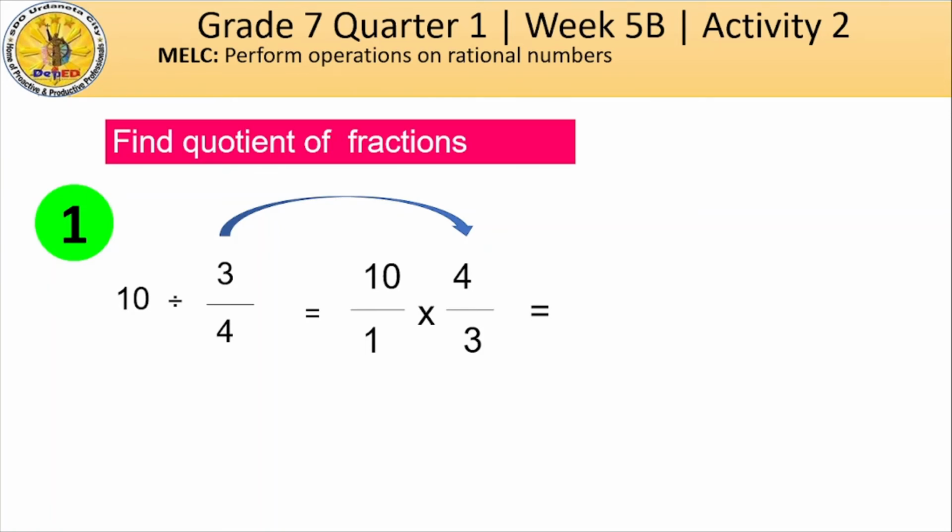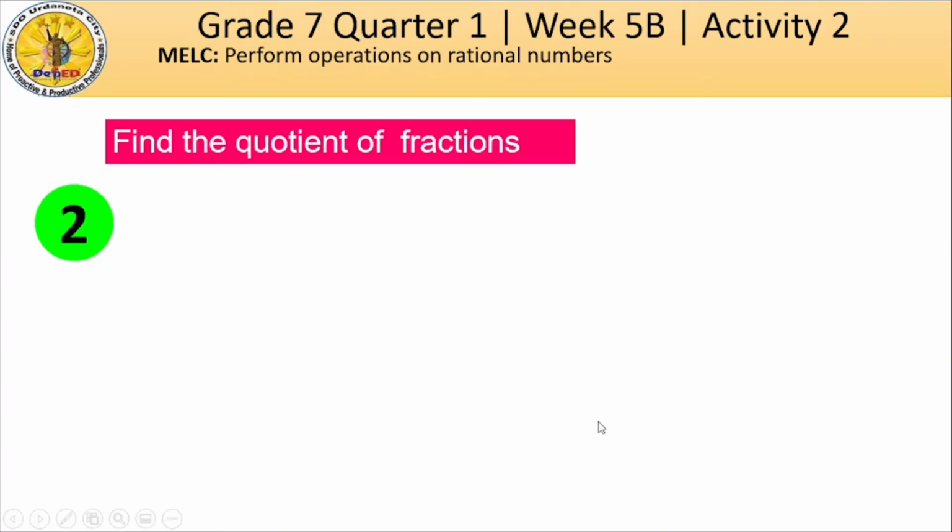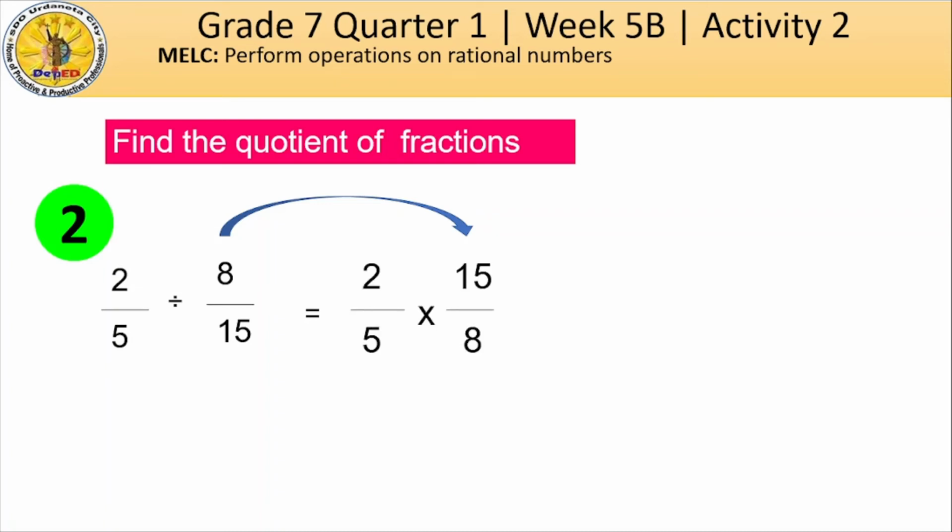And then, let us proceed to multiplication. 10 multiplied to 4 is equal to 40. And 1 multiplied to 3 is equal to 3. Therefore, 10 divided by 3/4 is equal to 40 over 3. Let us try example number 2. Let us find the quotient of 2/5 and 8 over 15. So again, let us follow the rules in dividing fractions. We first copy the first fraction and then get the reciprocal of the second fraction. So that results to 2/5 multiplied to 15 over 8.